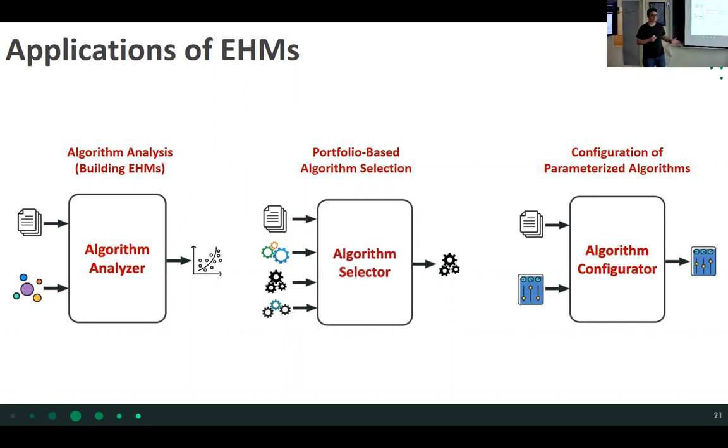The last application is configuring parameterized algorithms. When you have an algorithm that depends on many parameters, with respect to some problem instance distribution, you can tune these parameters using an empirical hardness model that applies for that set of problems and chooses the best parameters for that problem.